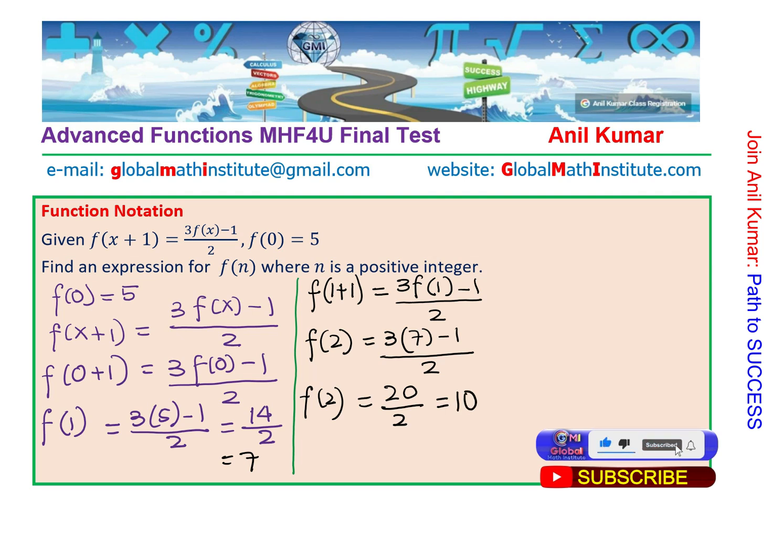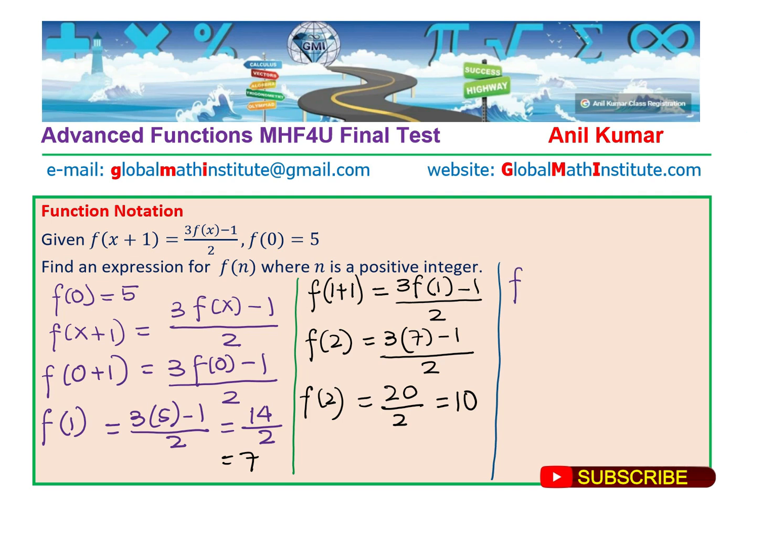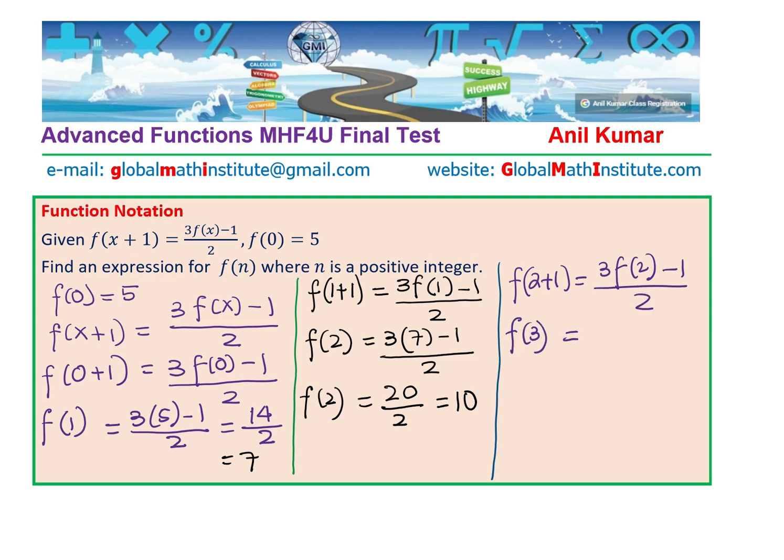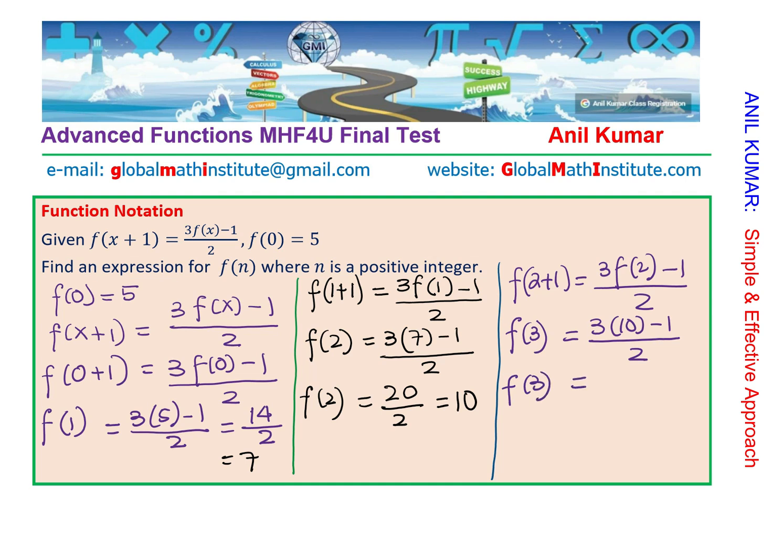Okay. Now let's find another term, f of 3, and to do that, we'll substitute f of 2 plus 1. Makes sense, right? So 3 times f of 2 minus 1 over 2. So that gives you the value of f of 3, which is 3 times 10 minus 1 over 2. So we get the value of f of 3 as 29 over 2, right? 30 minus 1, 29 over 2.